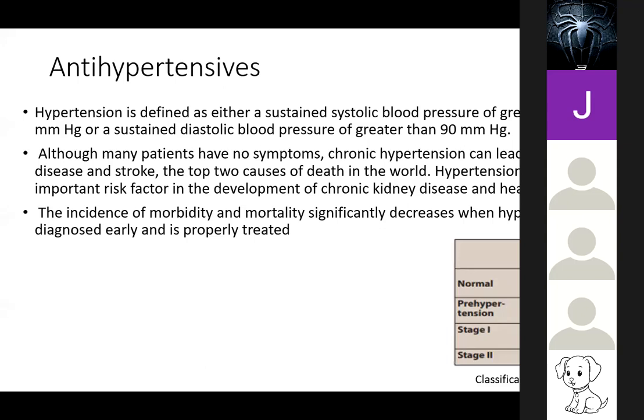And hypertension is also a common risk factor in the development of chronic kidney disease and heart failure. Like I said, when the blood pressure rises at soft parts of the body, normally it can cause havoc. So in the kidney, the pressure becomes so high and could lead to the development of kidney diseases. Also, for heart failure, the heart would find it difficult to pump blood throughout the whole body. Now, the incidence of morbidity and mortality significantly decreases when hypertension is diagnosed early and is properly treated.